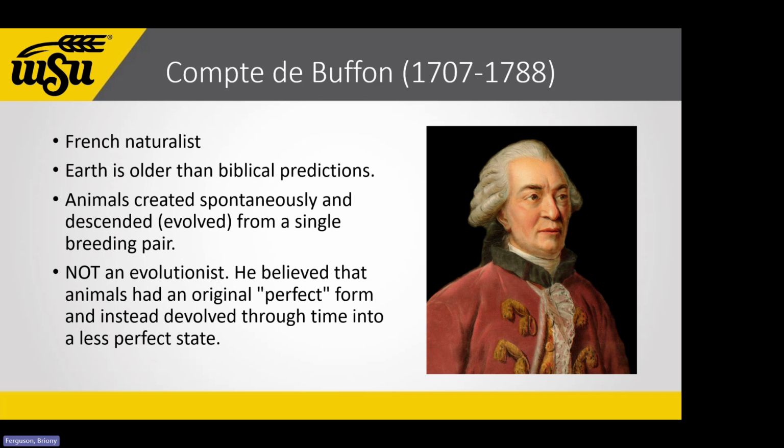But he actually was not an evolutionist. So rather than believing that animals evolved like we do today, he believed that they had an original perfect form that God still created, and instead that they devolved through time into a less perfect state. This doesn't seem that radical to us, but at the time, everyone still believed that God created everything in his image. It was exactly the way that he created it at the dawn of time, and that nothing changed.